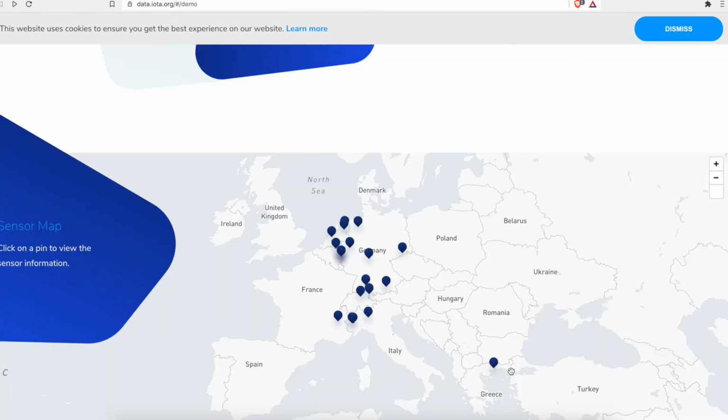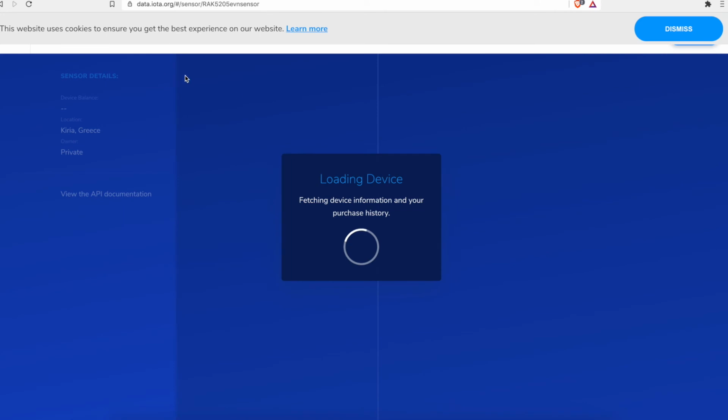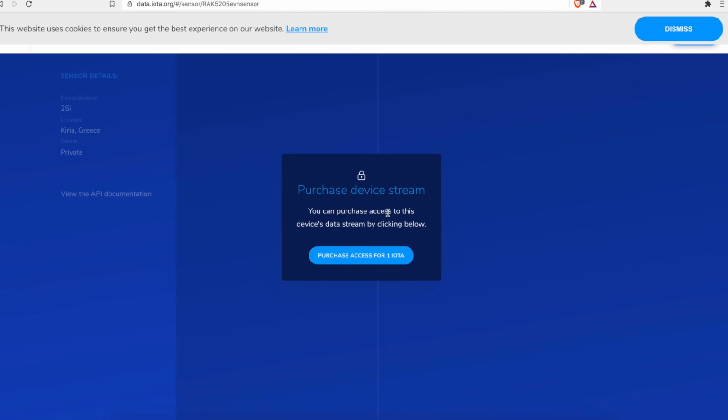So I'm assuming these are like cameras or something, but like I can go here. This is like a streaming device. I can pay one iota to see what's going on over there. I'm not really sure what it entails. I haven't played around with it enough.